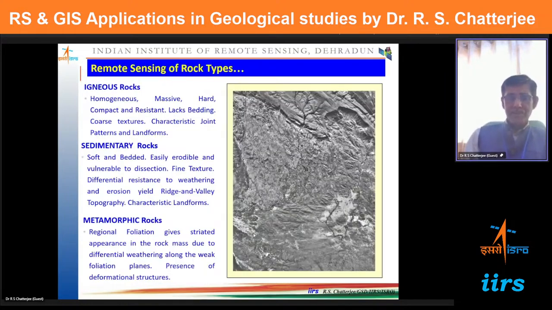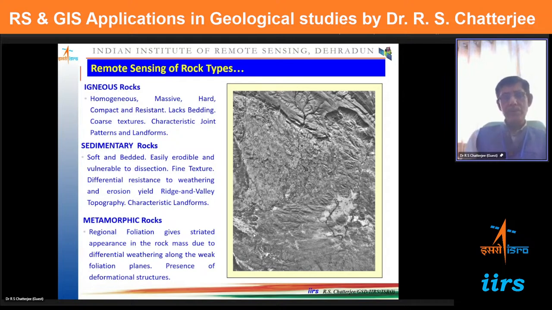So see the basic understanding from remote sensing to begin with. What are the different rock types on the earth surface where rocks are exposed? That is the earth crust. And there are some areas that are made of alluvium, which is loose unconsolidated material.